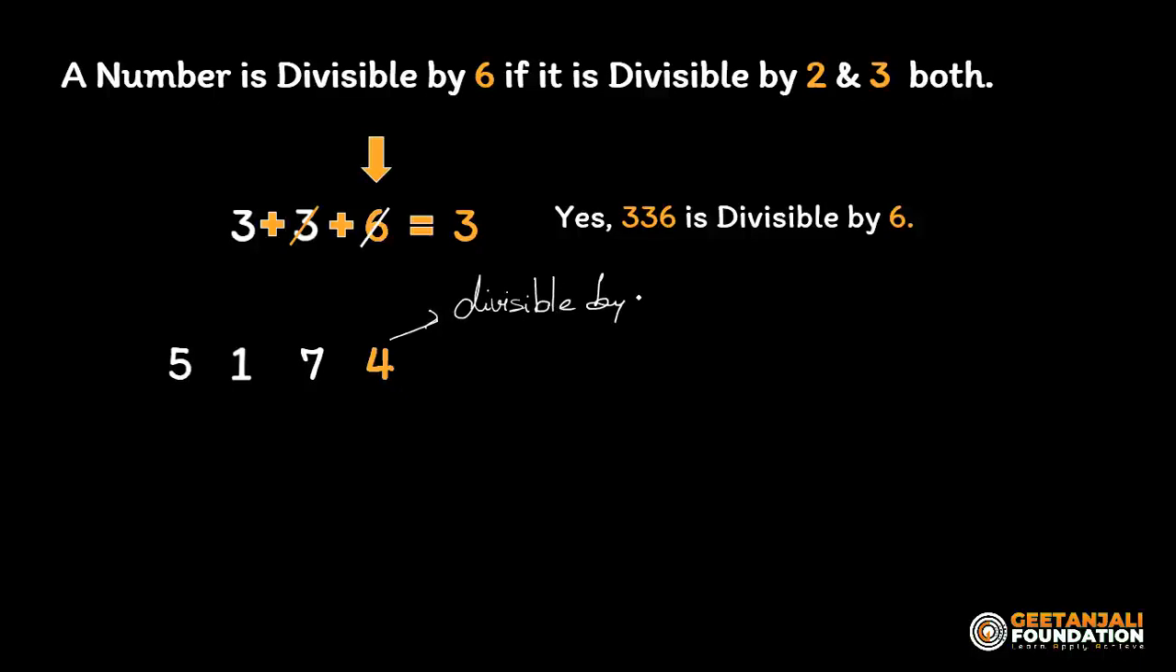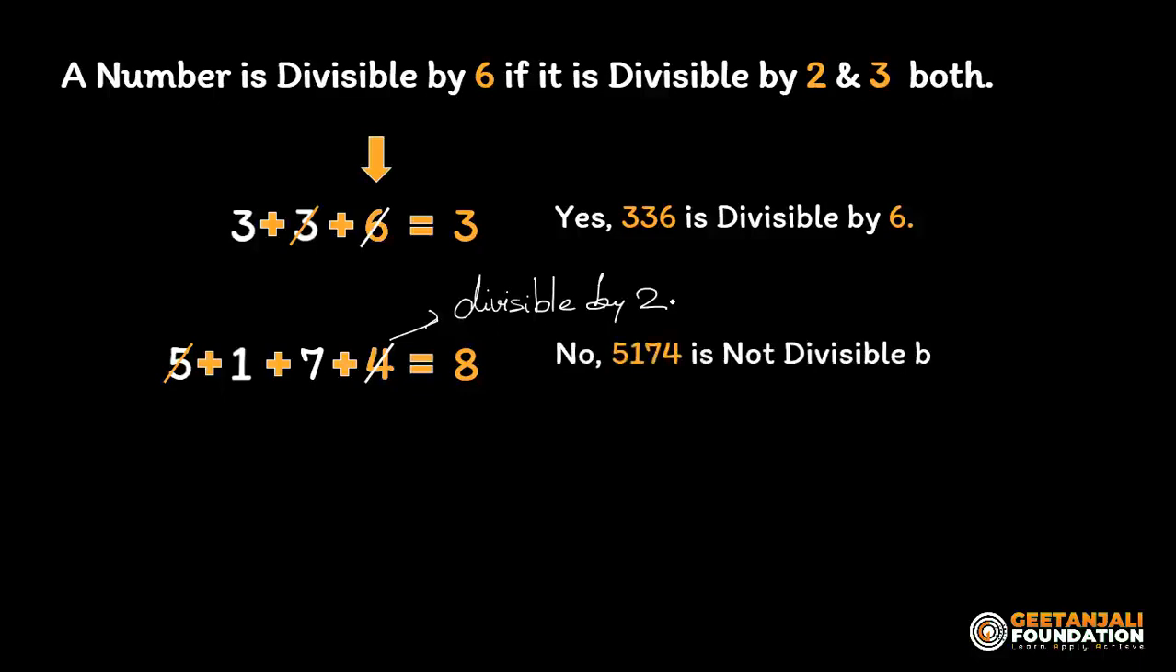When we find its digit sum, 5 plus 4 becomes 9. Let's cancel it. 7 plus 1 becomes 8. 8 is not divisible by 3. Therefore, the given number 5174 is not divisible by 3. Therefore, the given number will not be divisible by 6, as it should be divisible by both 2 and 3 to be divisible by 6. So this way we can check divisibility by 6.